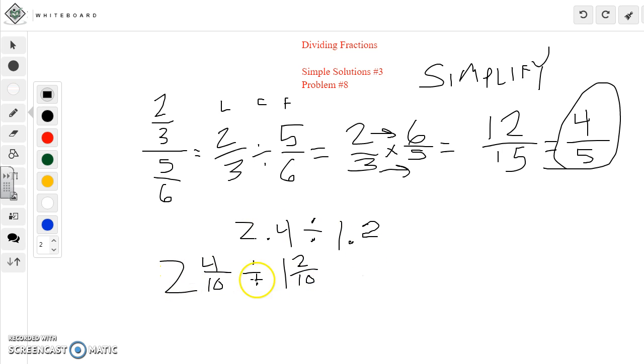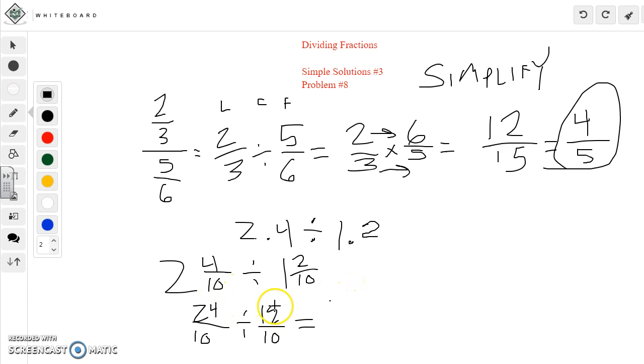Now, I want these to be improper so that I can then leave, change, flip. So I go 2 times 10, because 2 wholes would be 10 tenths twice. 2 times 10 is 20, plus 4 is 24 tenths, divided by 1 and 2 tenths. 1 times 10 is 10, plus 2 is 12 tenths. And this may not be the exact problem that's in the book, but I worked it several times today, and I can pretty well remember it by heart.